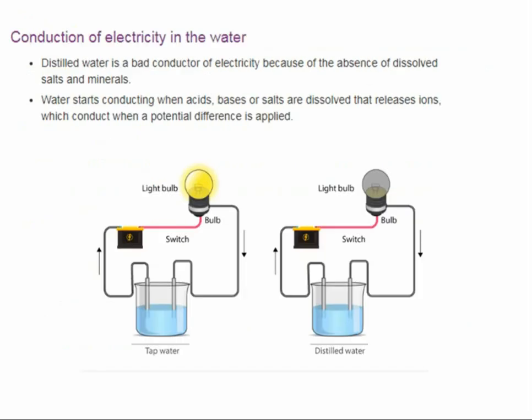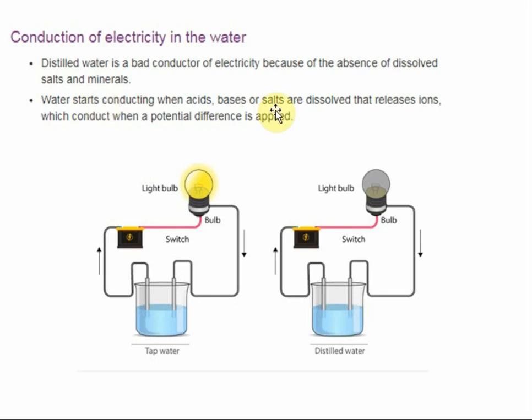Next, conduction of electricity in water. Here we have two solutions. First we have distilled water and then we have tap water. So you can observe here that the tap water can conduct electricity and pass it to the bulb, so the bulb glows. But on the other hand, the distilled water does not pass it and the bulb is not glowing. Now what is the reason for it?